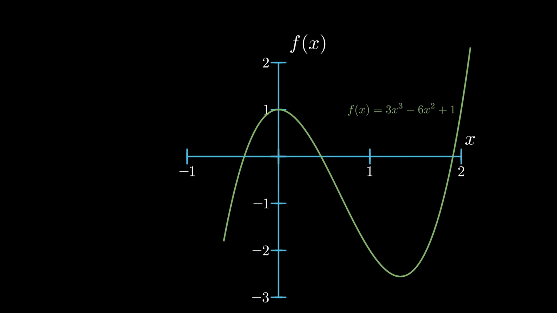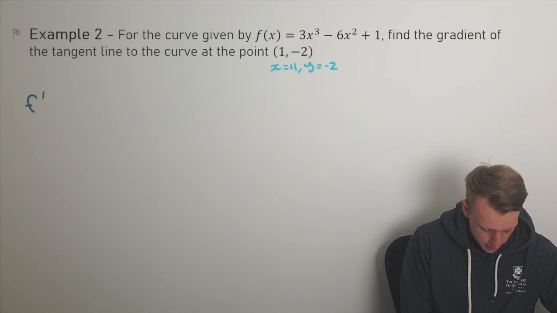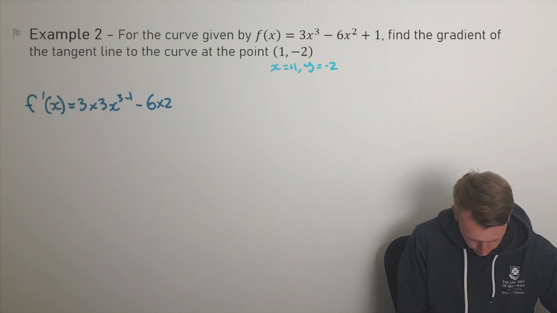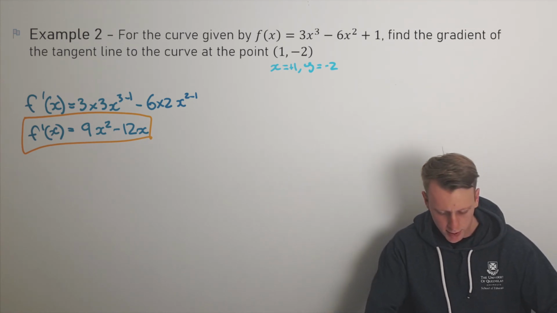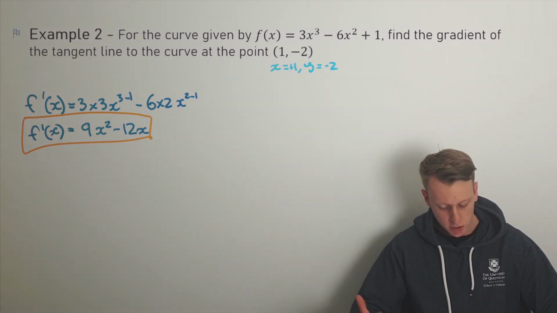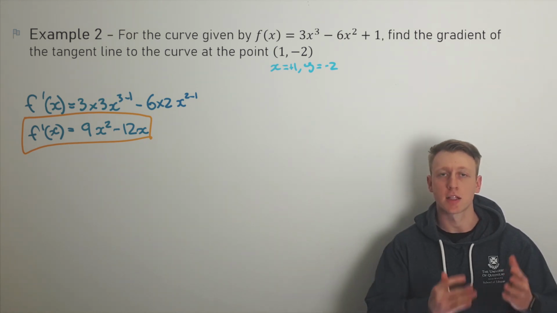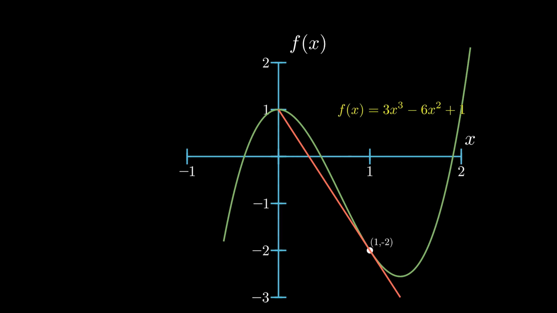Now, in order to calculate the gradient, I'm going to need to know the derivative, because the derivative function tells me everything about the gradient of the original guy. So I'm going to differentiate. Okay, where I get a derivative function, which is f prime of x, of 9x squared minus 12x. Now remember, by the definition, this derivative tells me everything about the slope on the original curve.